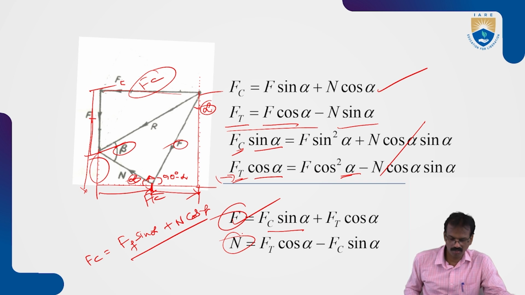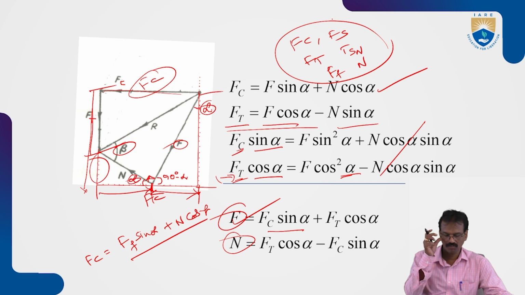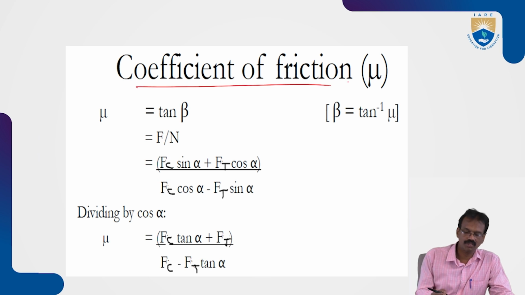So in this way, by using the Merchant circle, you can find out the formulas of every force parameter, that is Fc, Fs, Ft, Fsn, Ff and N. So these are the different forces acting in orthogonal cutting. Now we'll see the coefficient of friction.